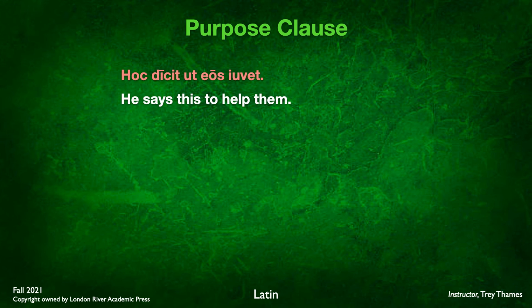He says this. Now we've got an ut introducing a subordinate clause. You go quickly over to the verb at the end here. You recognize this is iuvo. That's a hard word to say. Iuvo, iuvare, a first conjugation verb, but it's shifted from an A to an E. And so we have a subjunctive verb here in a subordinate clause introduced by ut. So this is going to be a purpose clause.